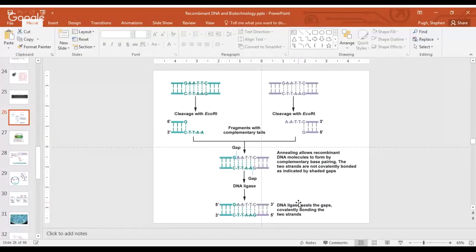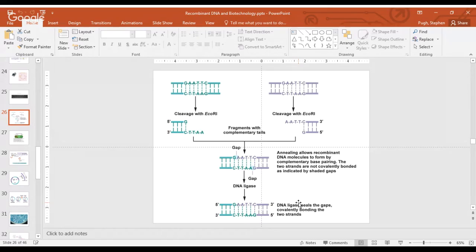Okay, so this is part 2 of our recombinant DNA and biotechnology lecture. And this one is going to concentrate on how we can use restriction endonucleases to manipulate what genes are present in an organism to actually move genes from one organism to another. And again, we talked about this in the first lecture.